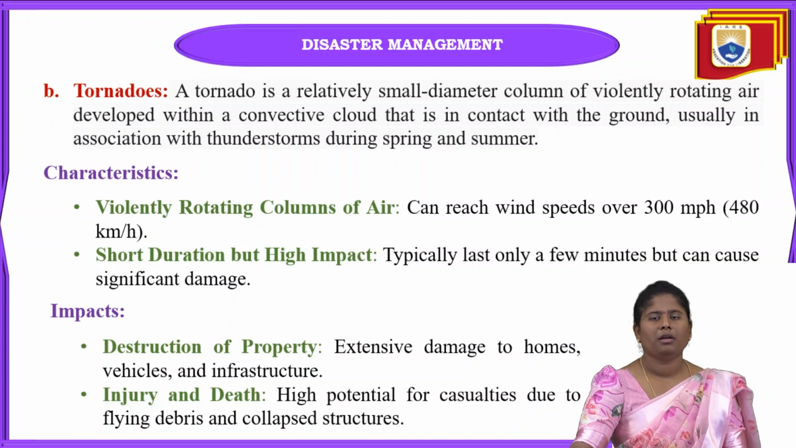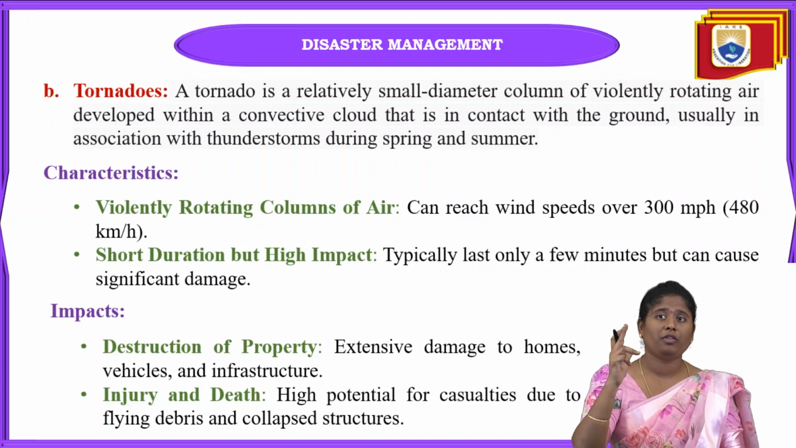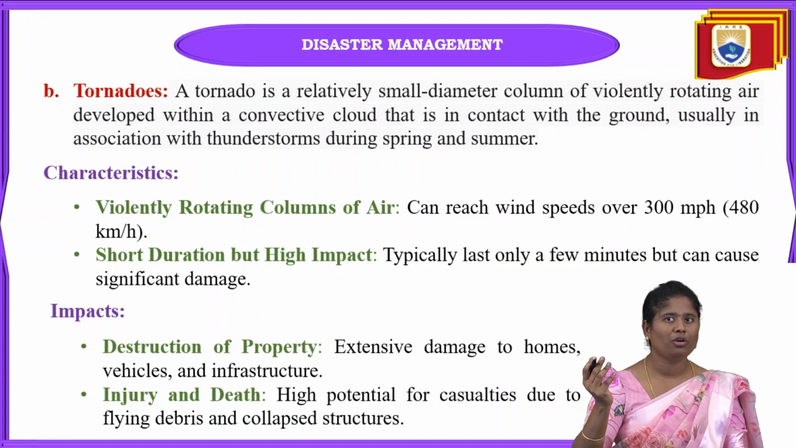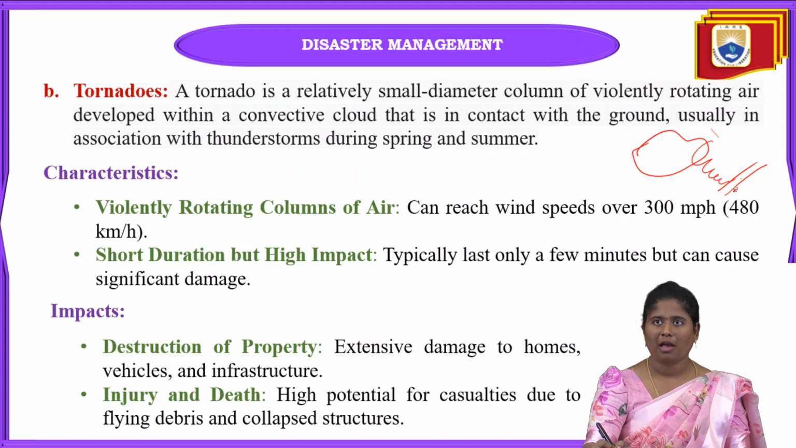In tornadoes, what is meant by a tornado is the rotating of air in a very small diameter column. That is called a tornado. With respect to cloud and ground, these tornadoes are formed. But in India, mostly we can't see these tornadoes. In some countries like the USA, we can see them. When a tornado happens, there will be a connection between the cloud and the surface, and it will just look like this.